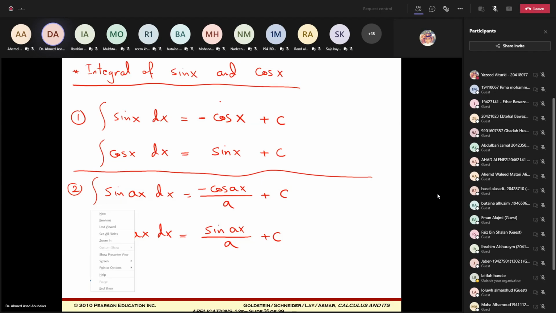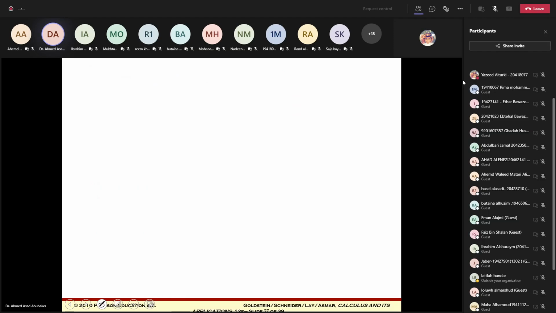Okay, now for example, for this we can find the integral, definite or indefinite, and also the application of integration. So example, find: number 1, the integral of 3 sine x plus e to the power 2x dx. Number 2, the integral of 6 cosine 2x minus 15 over x to the power 4 dx.